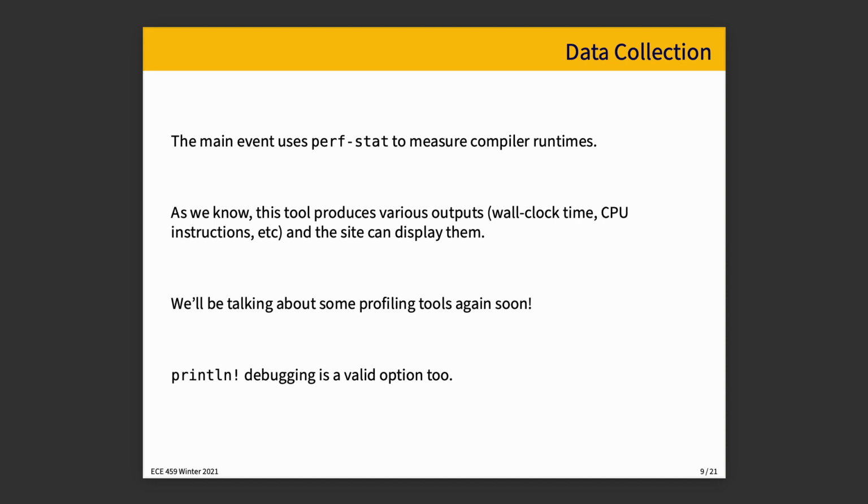There is, of course, also the print line debugging. That's a valid option as well to keep some idea of where time is going, even if that's not necessarily the most efficient way to do it. The Rust compiler itself includes some stuff for profiling.